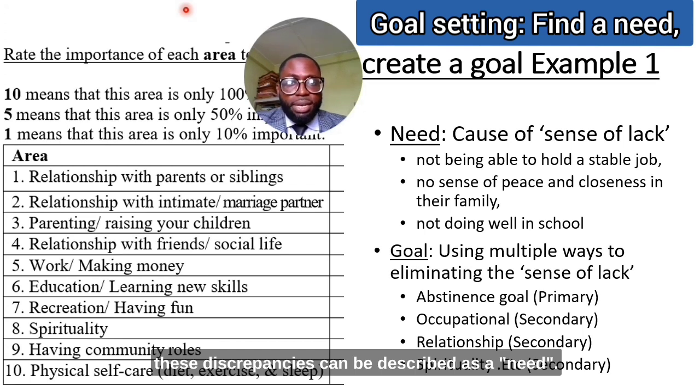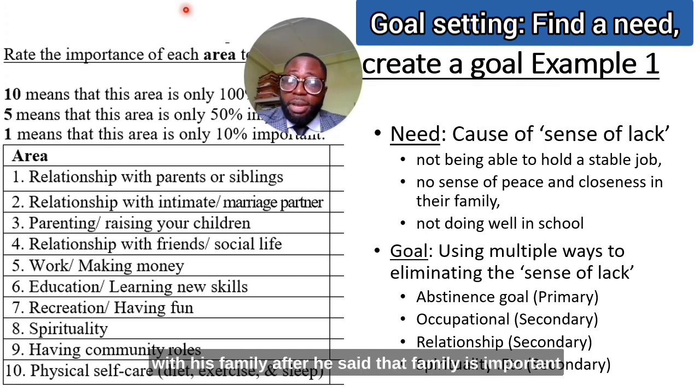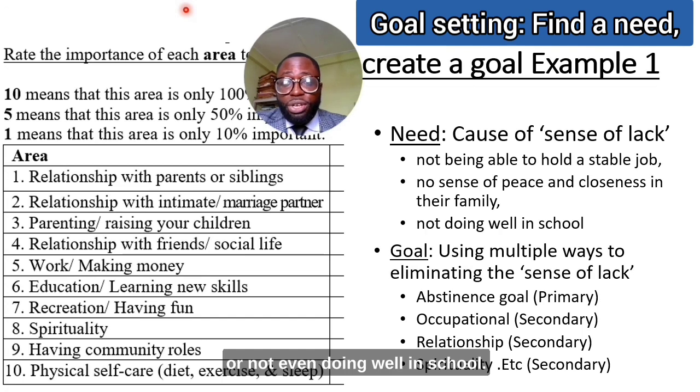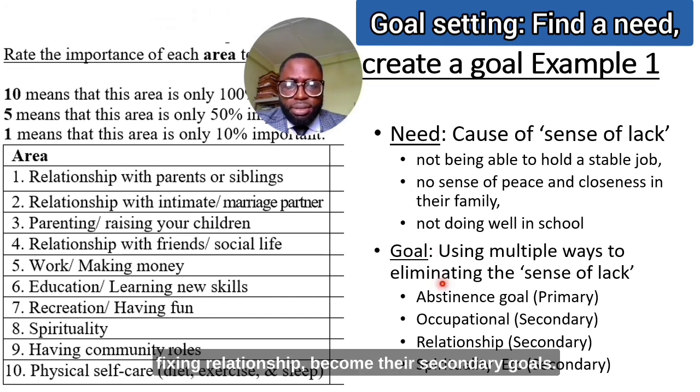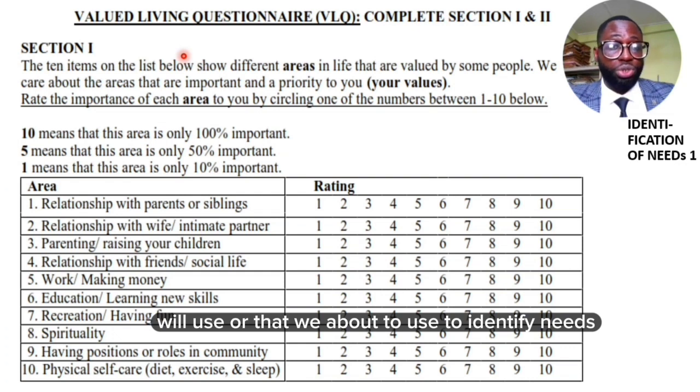can be described as a need, as we spoke. For example, not making money when he said money is important to him, or maybe poor relationship with his family after he said that family is important, or not even doing well in school. So they also have identified that one of the ways of coming out of this need is to pursue abstinence as a goal. Other goals like getting a job, fixing relationships become their secondary goals. This is an assessment tool that we are about to use to identify needs.